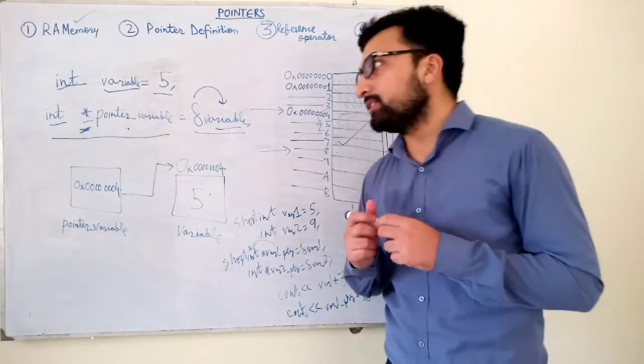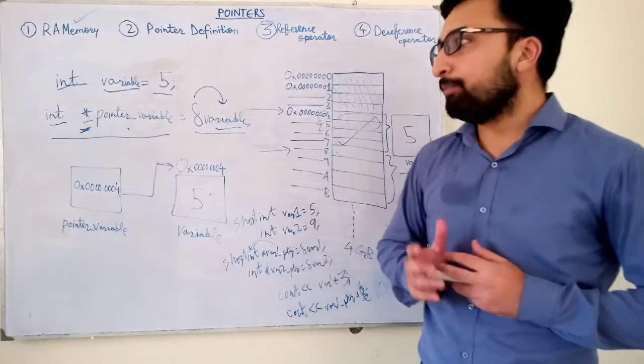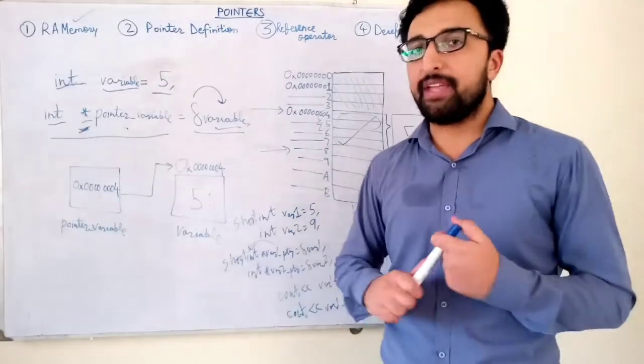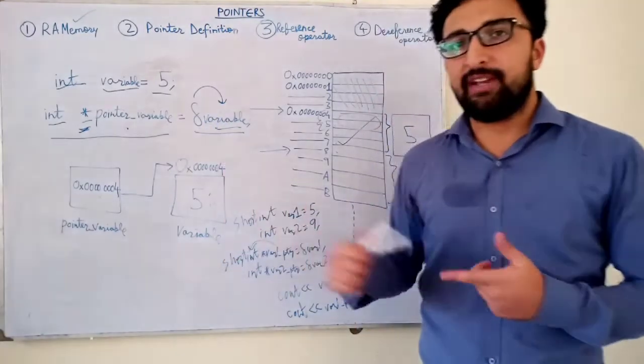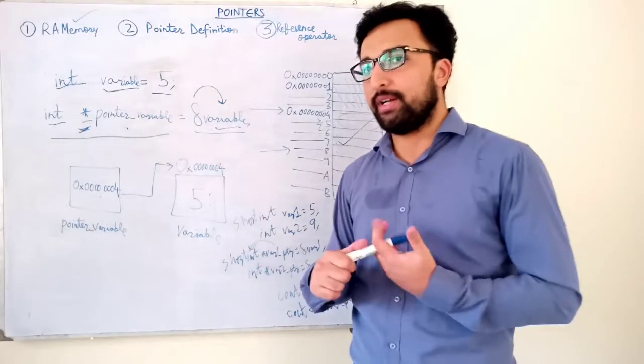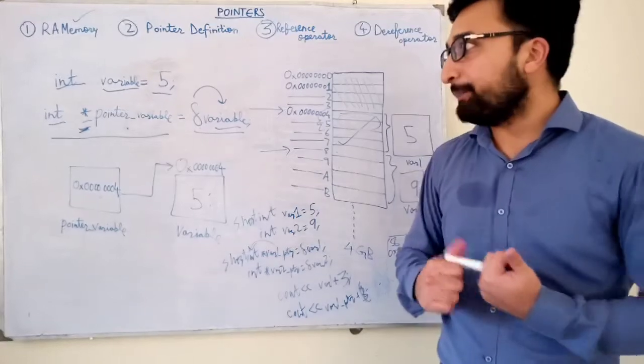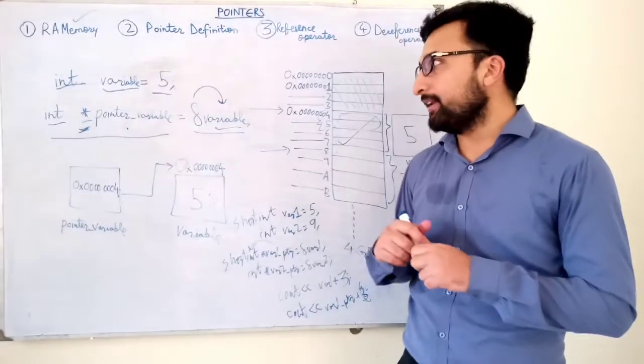So that is the difference between a simple variable and a pointer variable, and that is exactly why we cannot assign a short int pointer to an integer variable, or an integer pointer to a short int, because it is not compatible and it is not allowed by the compiler.